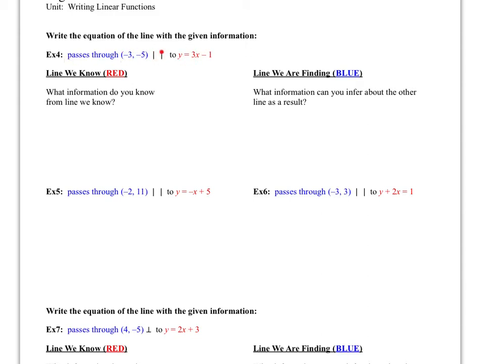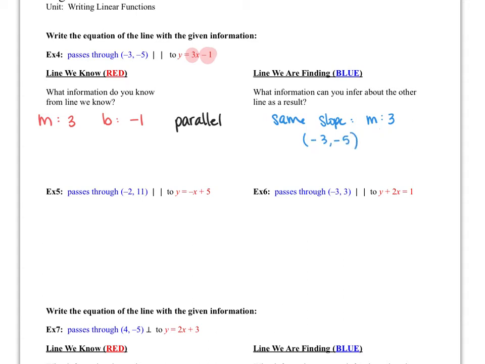So we have a lot more information about the red line than we do about the blue line. And the thing that we're being told here is that they're parallel. So the information about the red line that we know is that the red line has a slope of 3 and a y-intercept, or a b value, of -1. Because it's in slope-intercept form, I can identify those two pieces of information, slope and b value. Because I'm being told that they're parallel, what that means is that blue and red are going to have the same slope. So since they have the same slope, that also means that the blue slope is going to be 3.